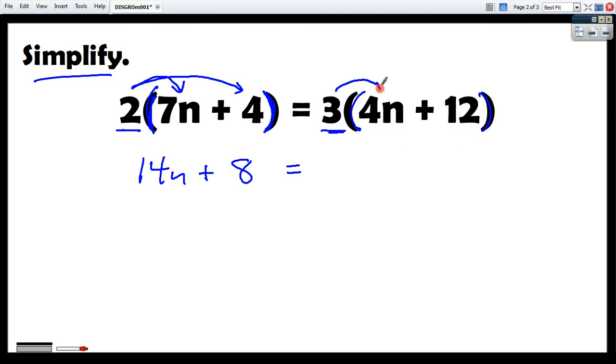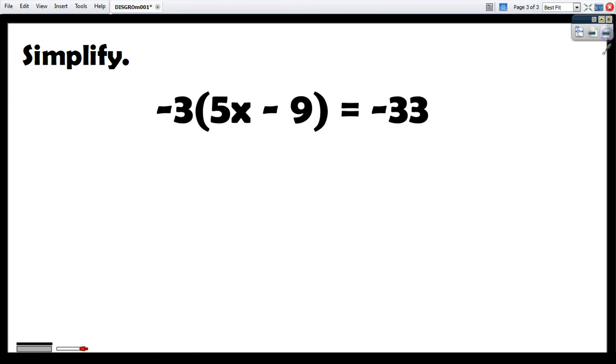So all we have to do is distribute that multiplication. 3 times 4n is 12n, and then 3 times 12 is 36. Once again, we simplify things by taking things out of the parentheses, or out of the grocery bags. 14n plus 8 equals 12n plus 36.